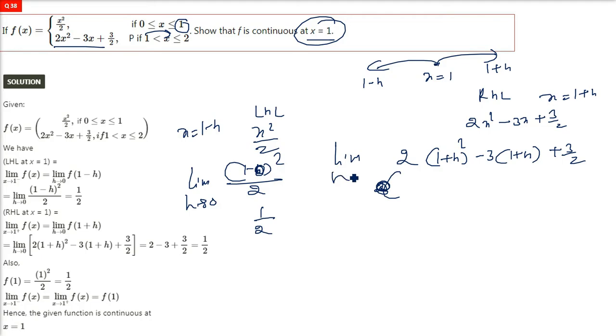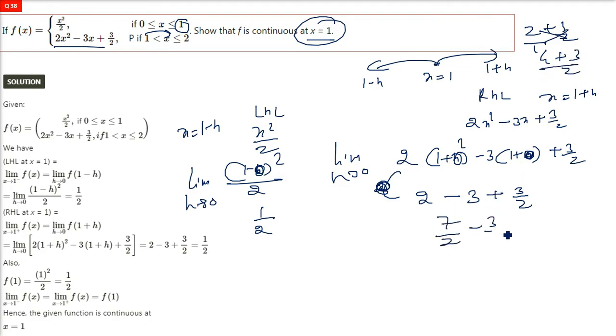So limit h tends to 0. This is 2, h is 0, so 2 into 1 square is 1 only. It will be actually 2 minus 3 plus 3 by 2, because eventually everything is 1. We have this leverage here because it is 1 plus h and 1 minus h, that is why. So 2 minus 3 plus 3 by 2, 2 plus 3 by 2 is 4 plus 3 by 2, that is 7 by 2, and subtract 3, so 7 minus 6 divided by 2, it is going to be half.